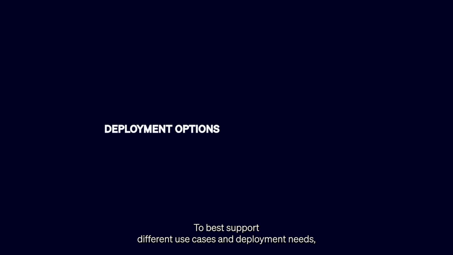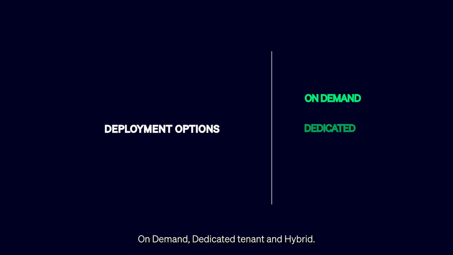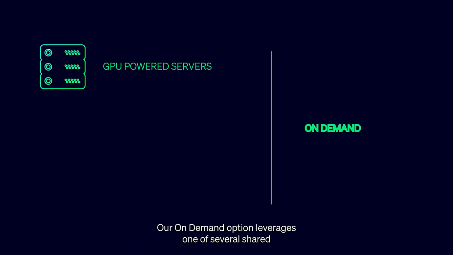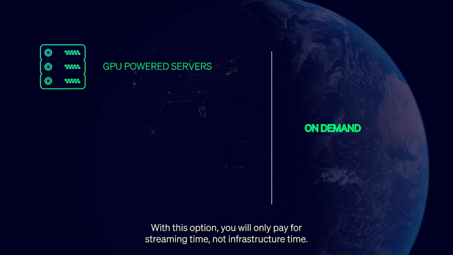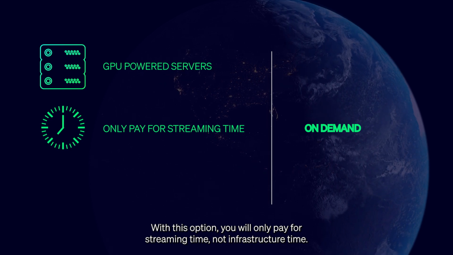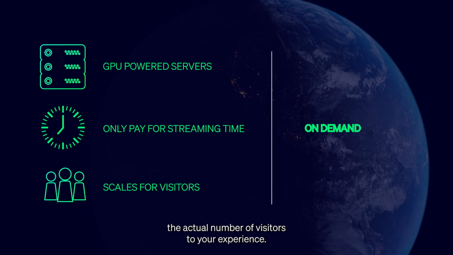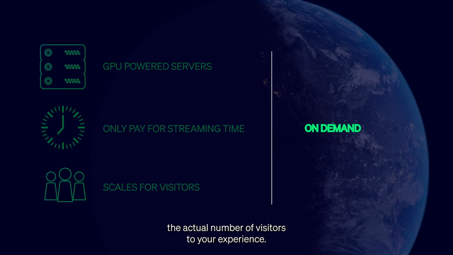To best support different use cases and deployment needs, PureWeb Reality offers multiple deployment options: on-demand, dedicated tenant, and hybrid. Our on-demand option leverages one of several shared pools of GPU-powered servers around the globe. With this option, you will only pay for streaming time, not infrastructure time. Our platform will efficiently scale up or down to accommodate the actual number of visitors to your experience.